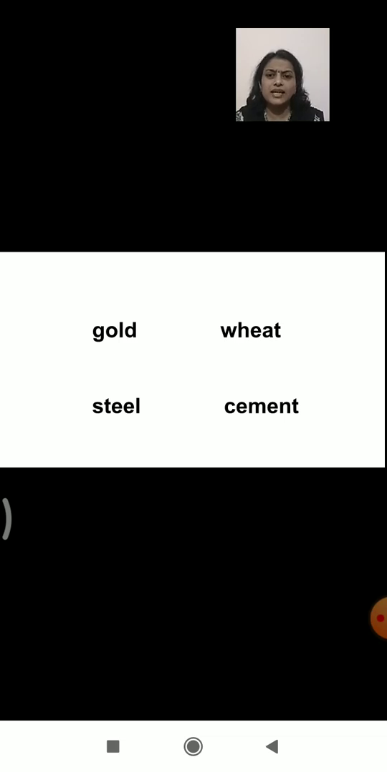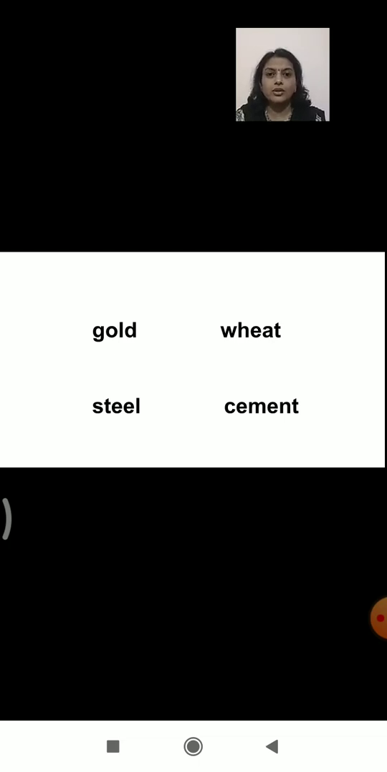Of course, yes, right? We can see the gold, wheat, steel and cement too. Can you touch them? Yes, we can. So you can see them, you can touch them, you can smell them also, right? So these words which you have seen now here, what are they? They are some things, right? We make something out of them, isn't it? So what do we make out of them?